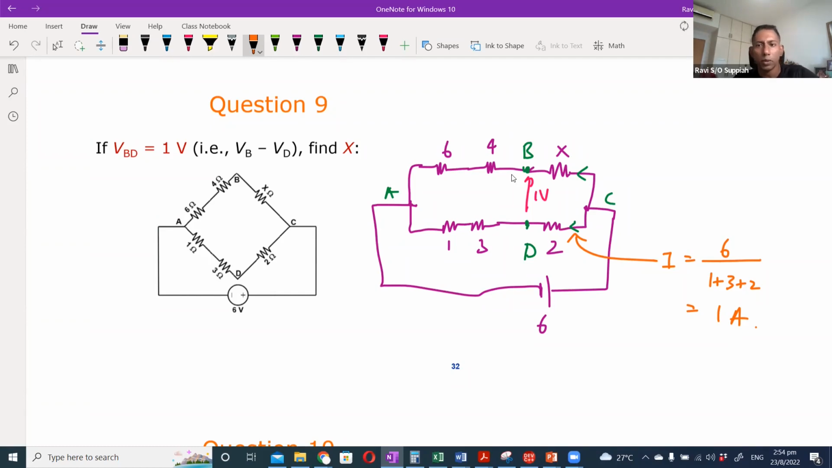Now, the next thing is, since 1 ampere is flowing through this branch, when it flows through the 2 ohm resistor, there is a voltage drop. V equals IR, which is 1 times 2, which is 2 volt. So this C is 6 volt, correct? Because C is connected to the battery. When I pass through the 2 ohm resistor, there is a 2 volt drop, which means 6 minus 2, so D is effectively 4 volts.